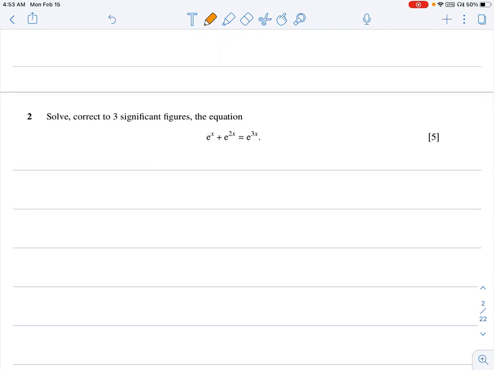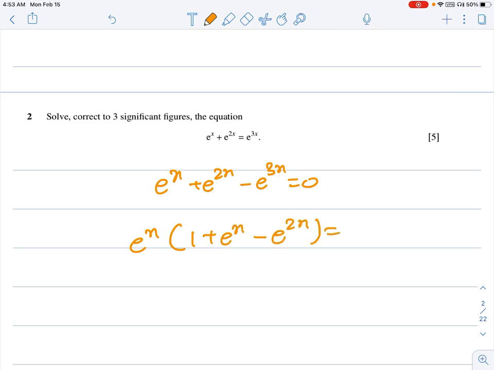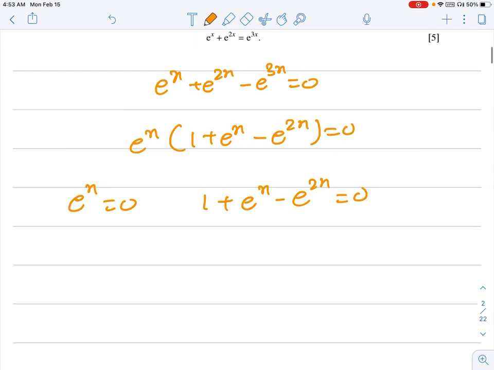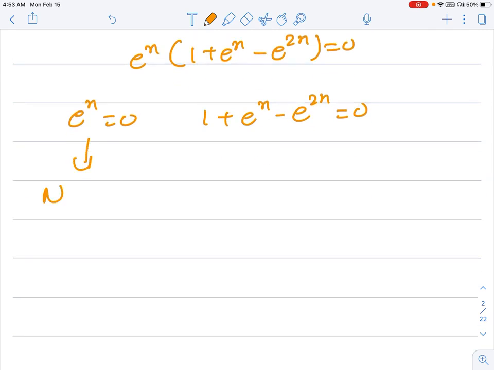Question number 2. I bring all the terms on one side. e to the power 2x minus e to the power 3x is equal to 0. Then I take e to the power x common. 1 plus e to the power x minus e to the power 2x is equal to 0. So I get either e to the power x is equal to 0 or 1 plus e to the power x minus e to the power 2x is equal to 0. e to the power x is equal to 0 is not possible because e to the power x will always be greater than 0.